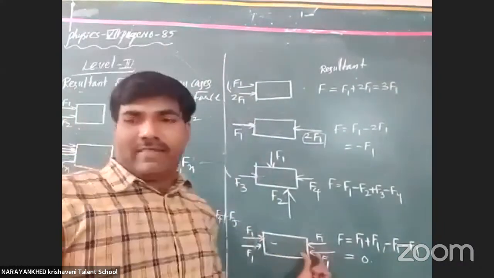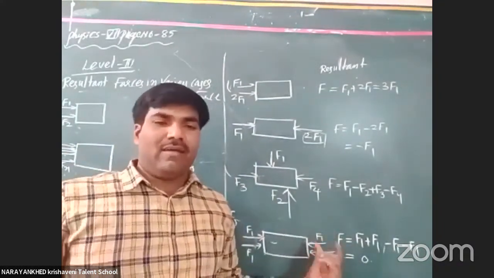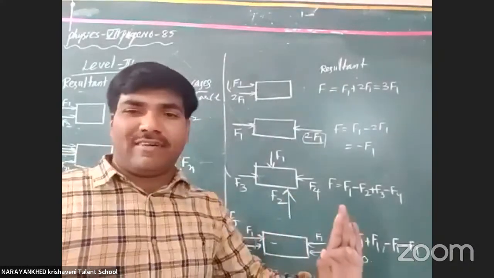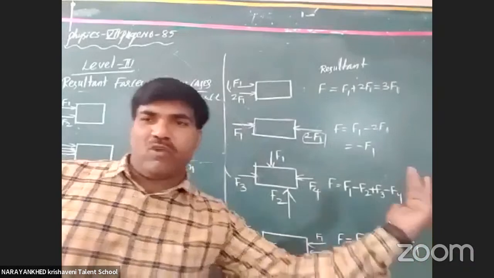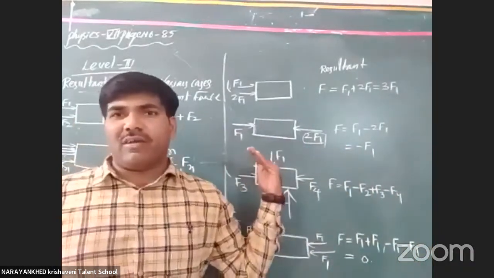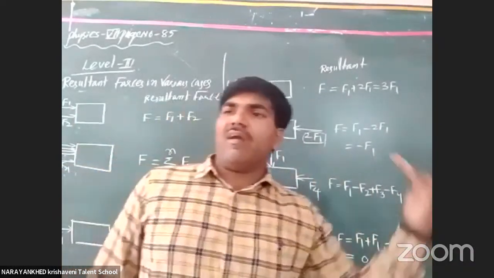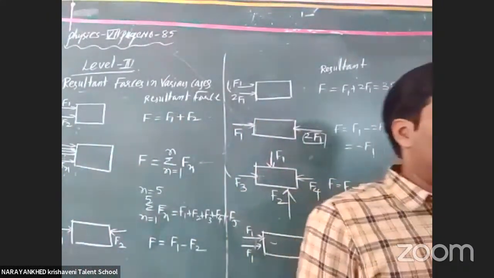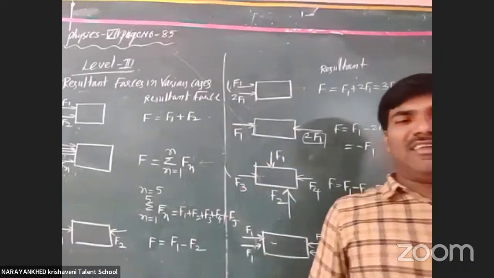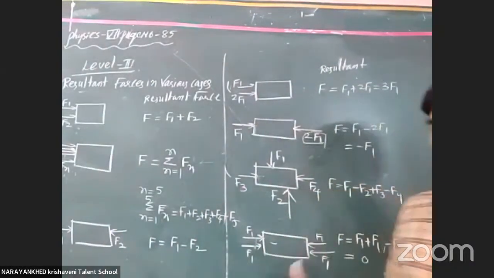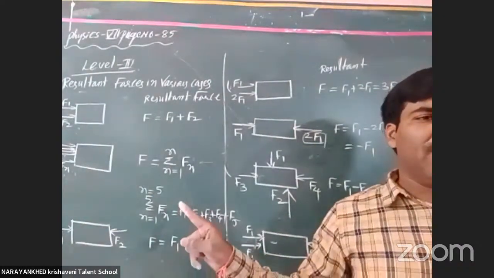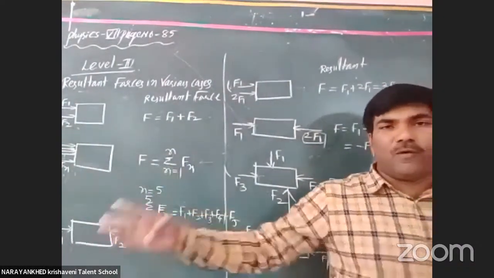In that place, if they give a question like this: 100 Newton force is working in the east direction, 100 Newton force is working in the west direction. Is the body moving or stable? The body is stable. Why? Because in the opposite directions equal forces are there. The body does not move. Clear or not?